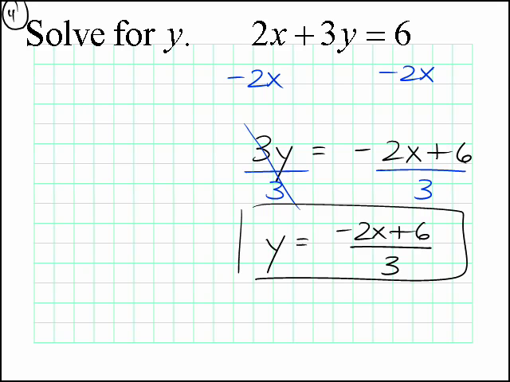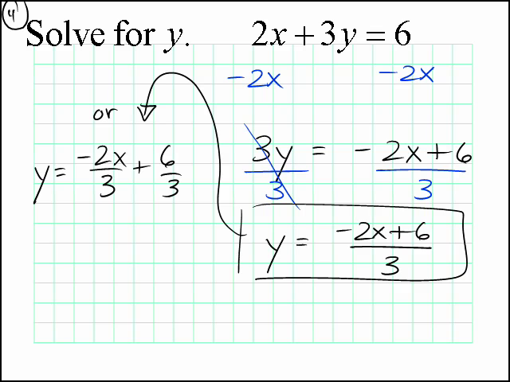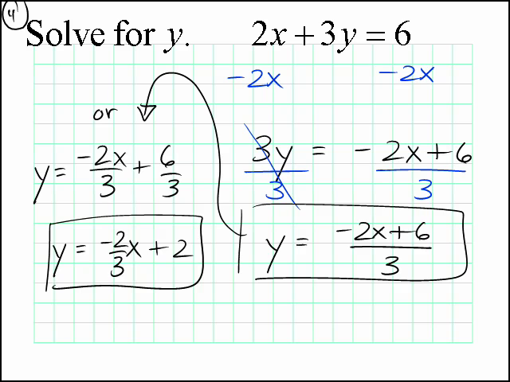Or, if I do put the 3 under each part, I could write this as negative 2x over 3 plus 6 over 3. This is equivalent to this. And then I could even reduce the 6 over 3. Y equals negative 2/3 x plus 2. So both of those are correct ways to write the equation.